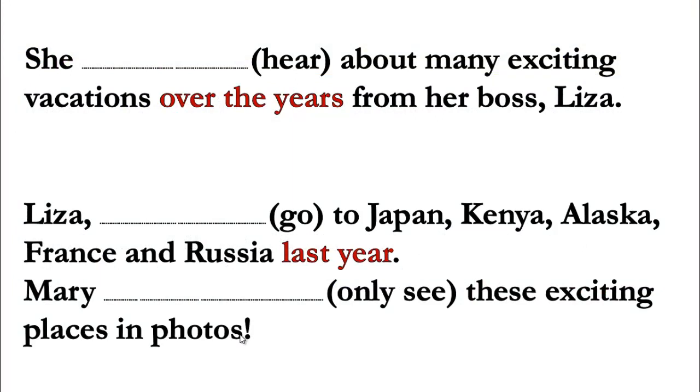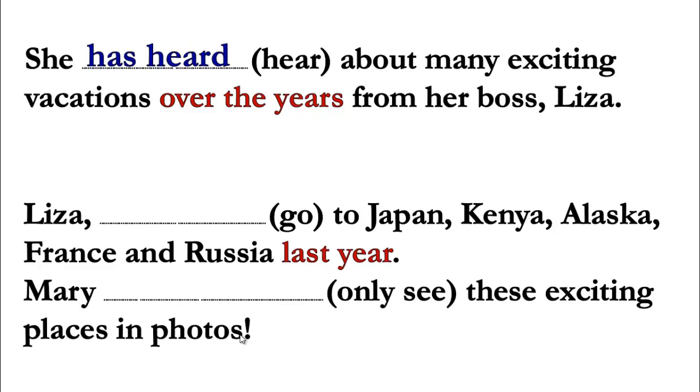She hear about many exciting vacations over the years from her boss, Lisa. Do we have the time here in the past? We don't have the time. So present perfect has have plus PP or past simple verb 2. That's right. Present perfect. So it's going to be what? Has heard. So she has heard about many exciting vacations over the years from her boss, Lisa.